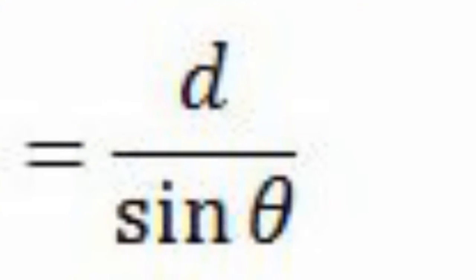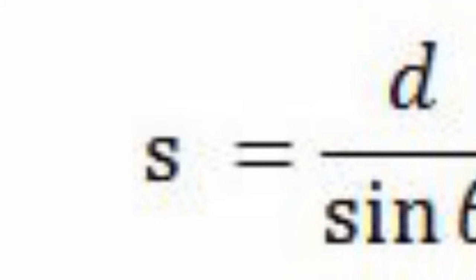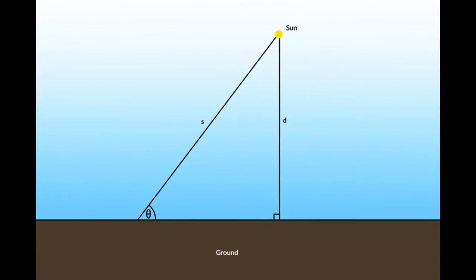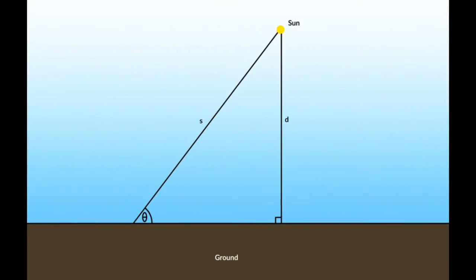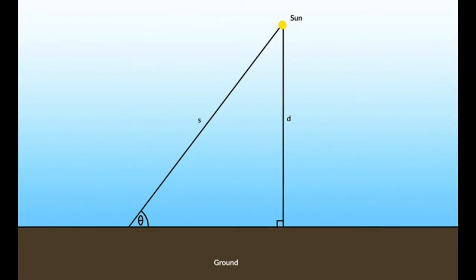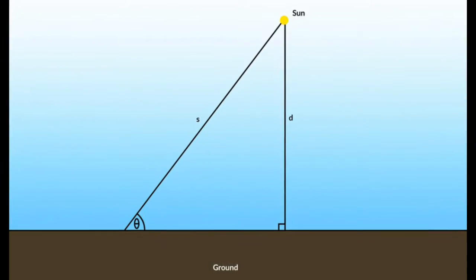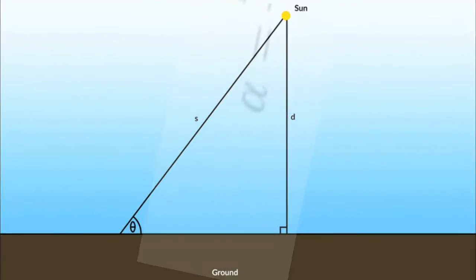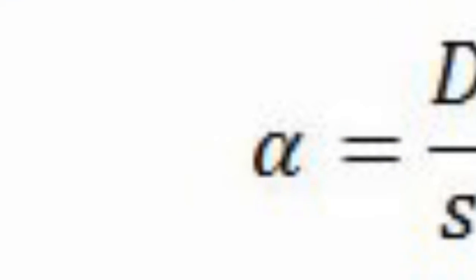Let's quantify the specifics. This is not difficult to do. Let the Sun be at some distance d above the Earth's surface. If the Sun's altitude, the angle that the Sun makes with the horizon, is theta, then s, the distance of the Sun from an observer, is given by the flat Earth equation as shown. As noticed earlier, and from this equation, as the altitude of the Sun decreases, the distance to the Sun increases.